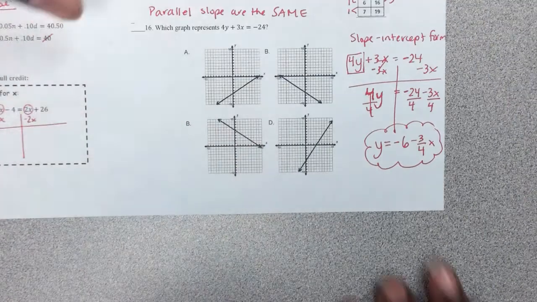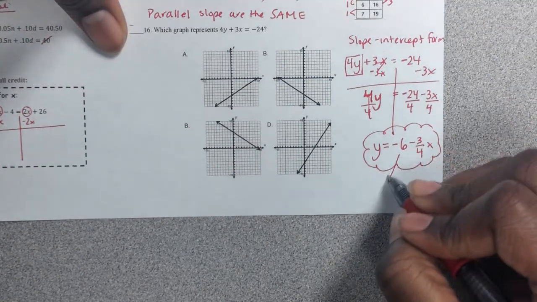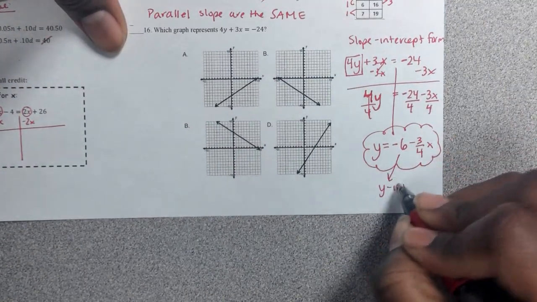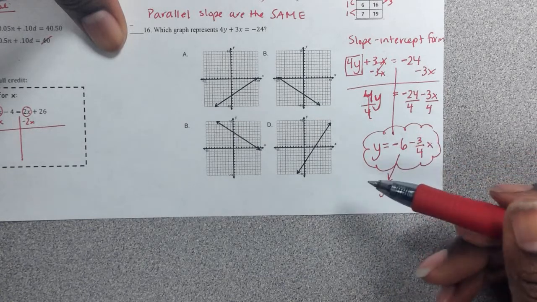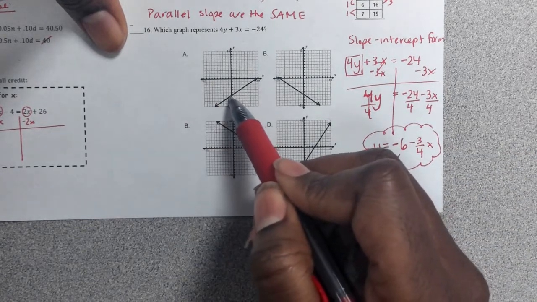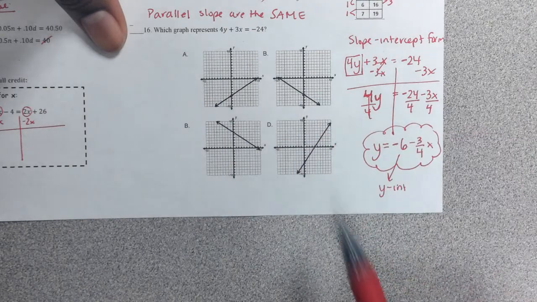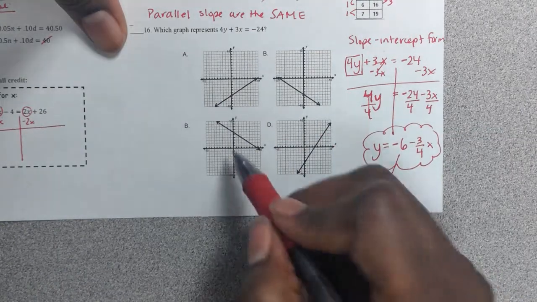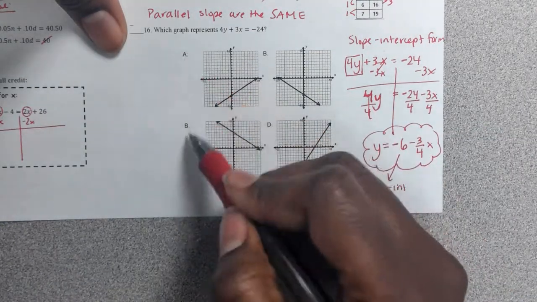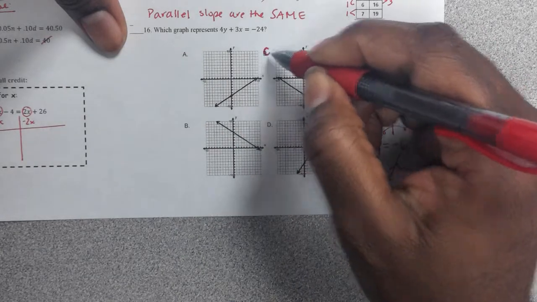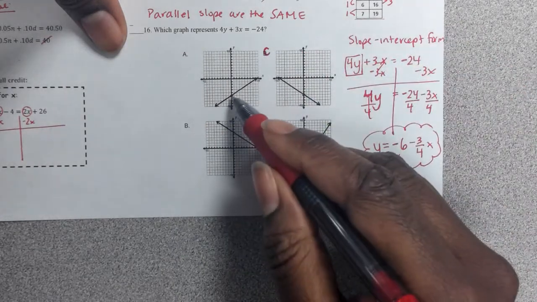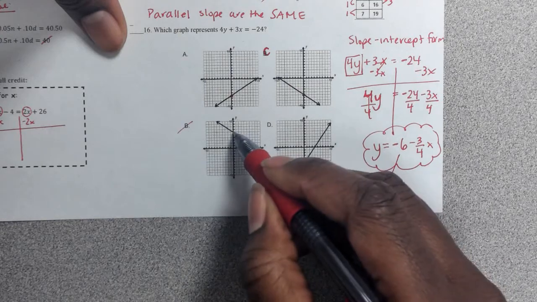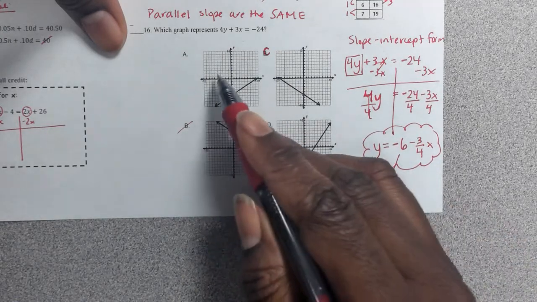So what I'm looking for is something that has a y-intercept at negative 6. So A, yeah, it touches at negative 6. B touches at negative 6. So I'm sorry, this is A, B. That's C, touches at negative 6. A touches, but B could not be it because it touches at a plus 6. So it's either A, C, or D.